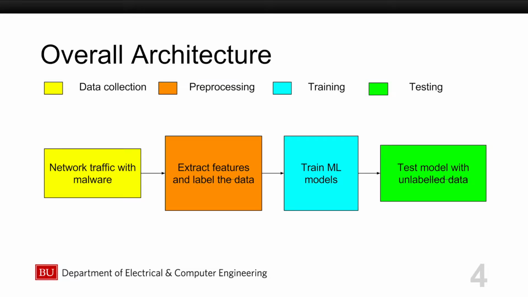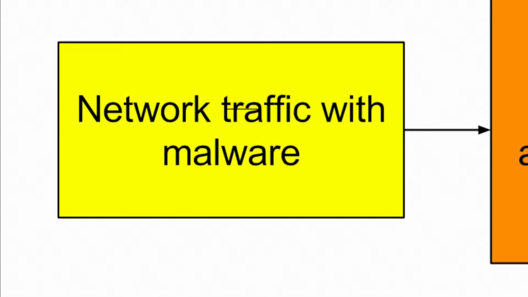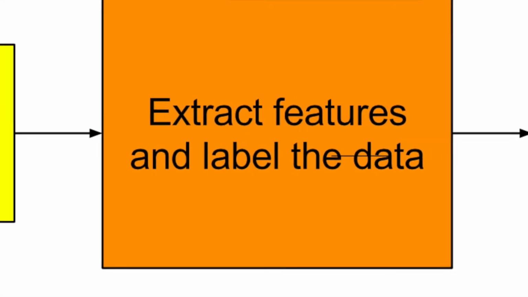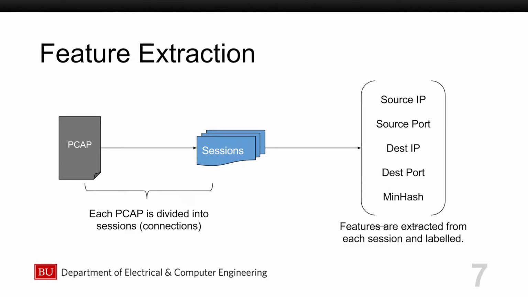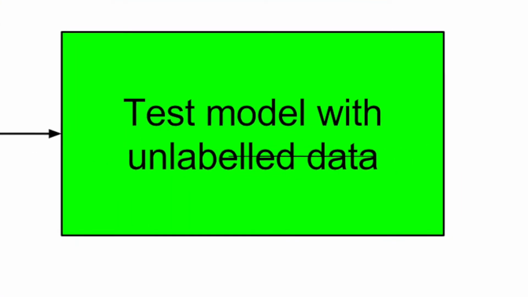The architecture of our project consists of 4 components. First is data collection. This involves collecting PCAP files from machines infected by different types of malware. Second, we do feature extraction. We parse the PCAPs and extract the relevant features about the malware and label the data. Third, we do training. This involves training our models with the labeled features. And fourth, and finally, we do testing.